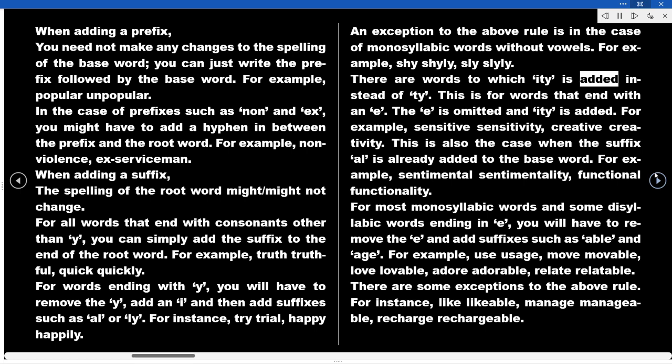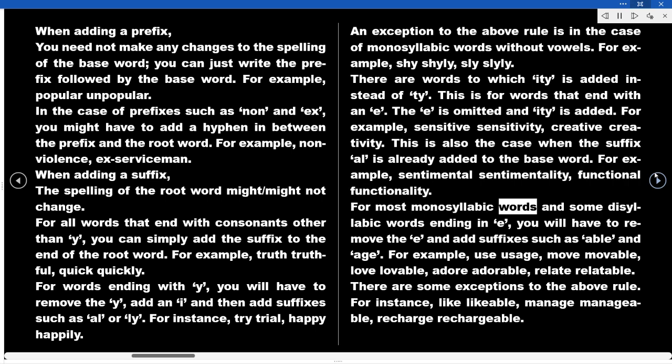There are words to which ity is added instead of ty. This is for words that end with an e. The e is omitted and ity is added. For example, sensitive, sensitivity; creative, creativity. This is also the case when the suffix al is already added to the base word. For example, sentimental, sentimentality; functional, functionality.